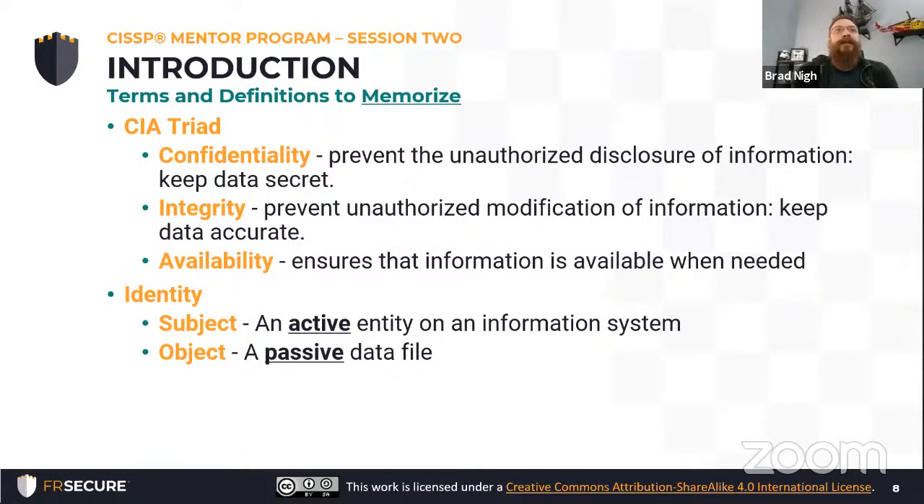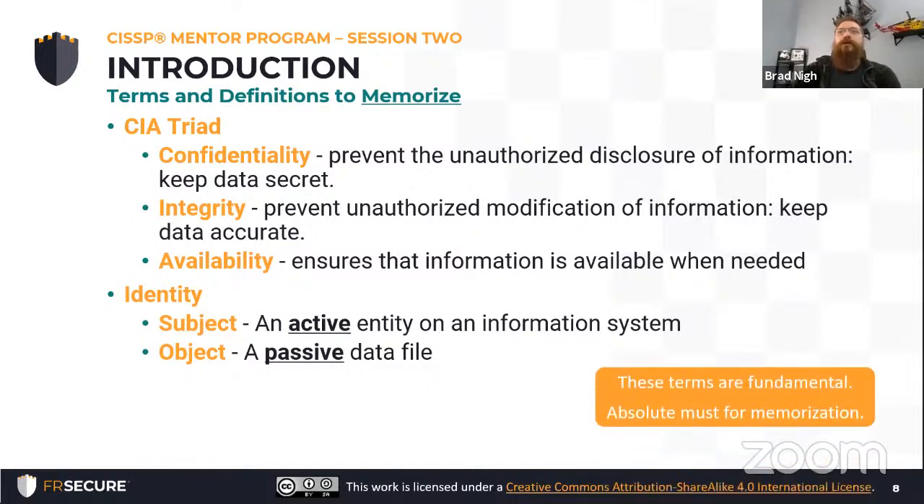When you look at identity, you have a subject and an object. We're going to talk about this again in one of the later classes, but the subject is the active and the object is the passive. The subject is going to be doing something and the object is what is being accessed. These are fundamental. You have to know this. There's just no other way.